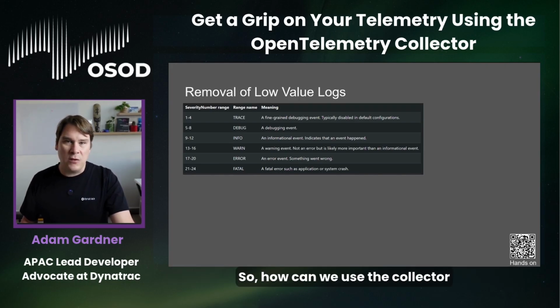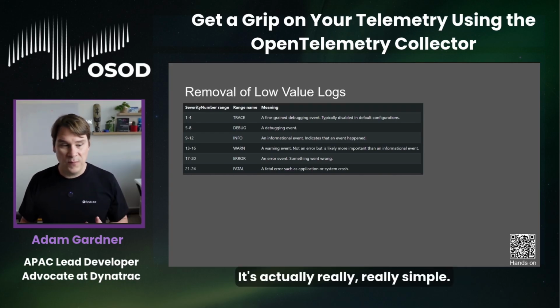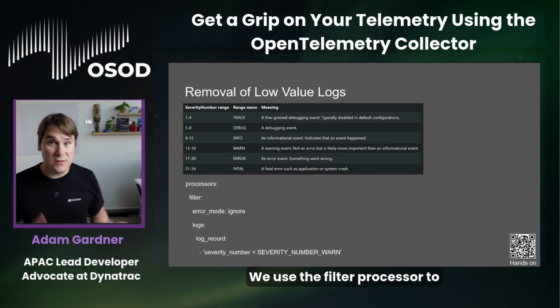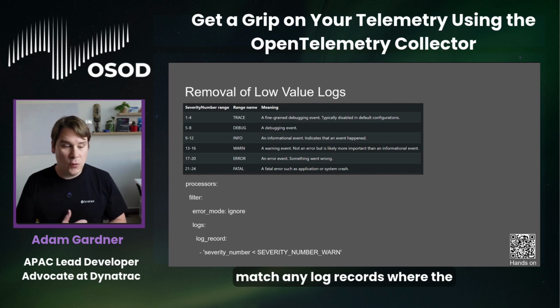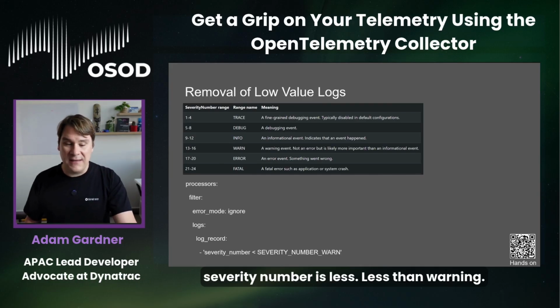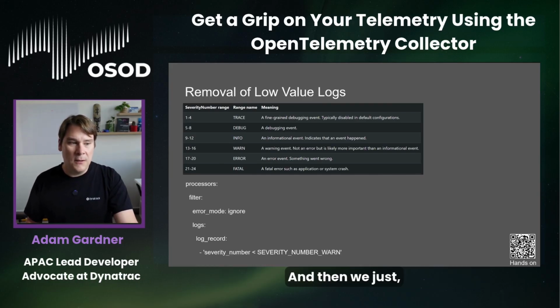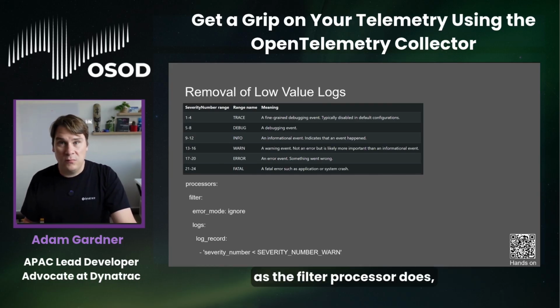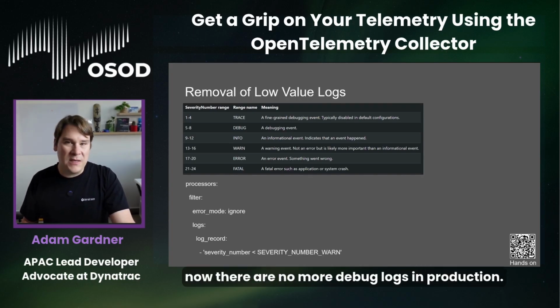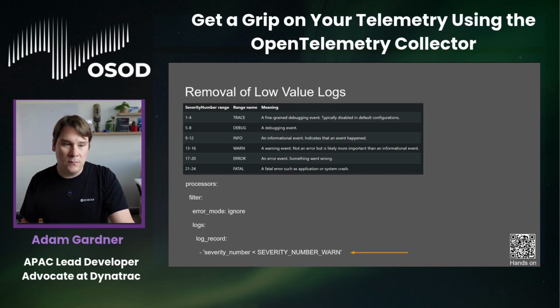So how can we use the collector to filter out any logs at a certain level that we don't want? It's actually really, really simple. We use the filter processor to match any log records where the severity number is less than warning, and then, as the filter processor does, it just drops them. So now there are no more debug logs in production.